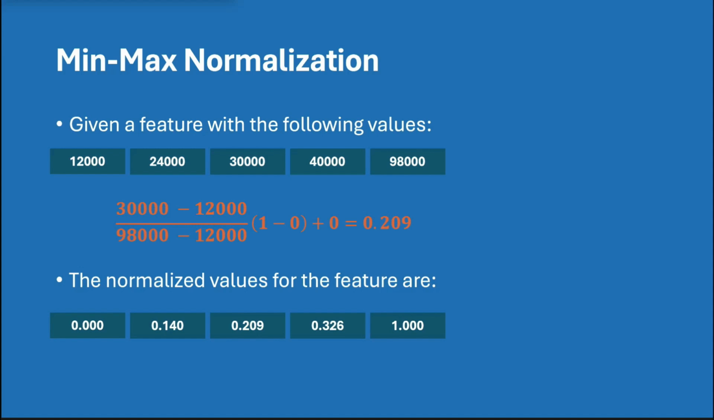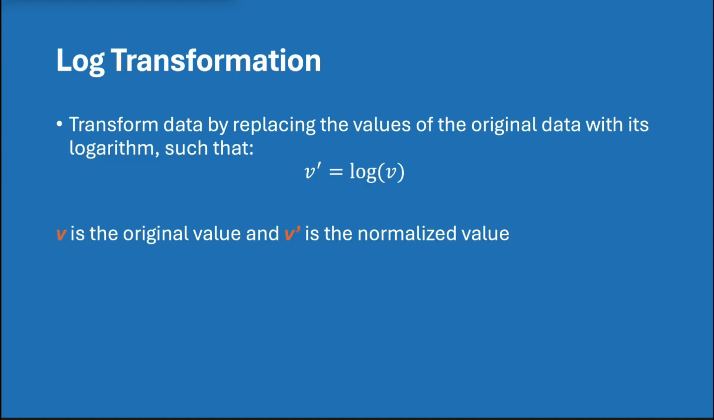Z-score and min-max normalization are usually suitable when there are no significant outliers in our data. If there are outliers in our data, a more suitable approach is log transformation. With log transformation, we replace the values of the original data with its logarithm as shown here, where v is the original value for the feature and v prime is the normalized value. The logarithm used for log transform can be the natural logarithm, log base 10, or log base 2. This is generally not critical. However, it's important to note that log transformation works only for values that are positive.